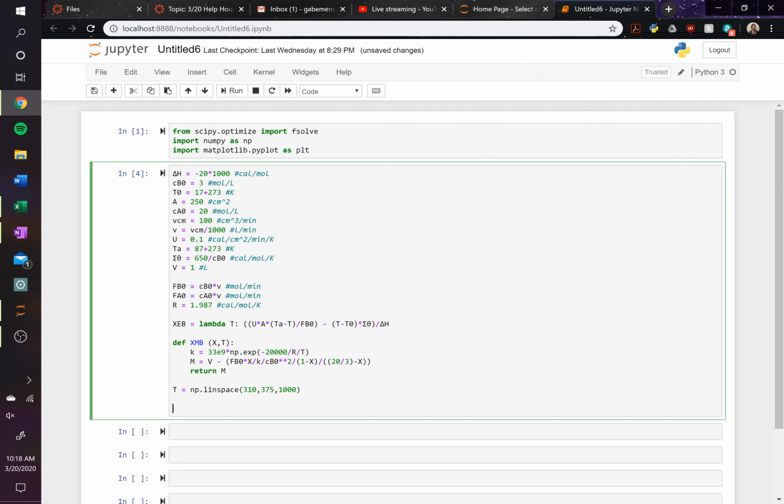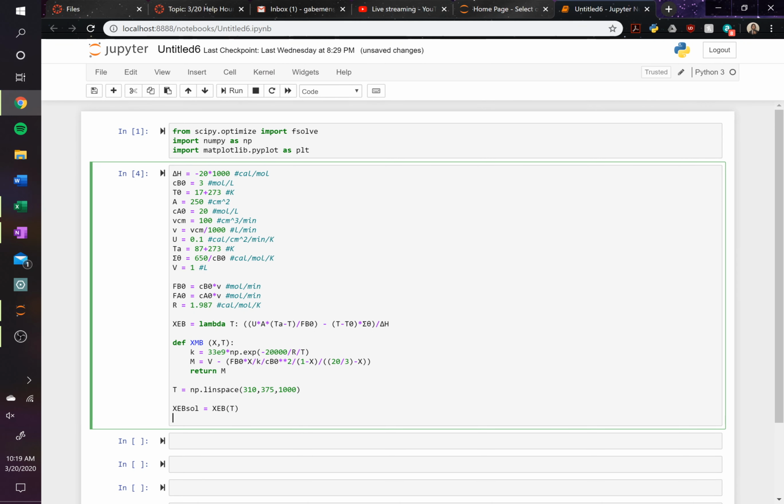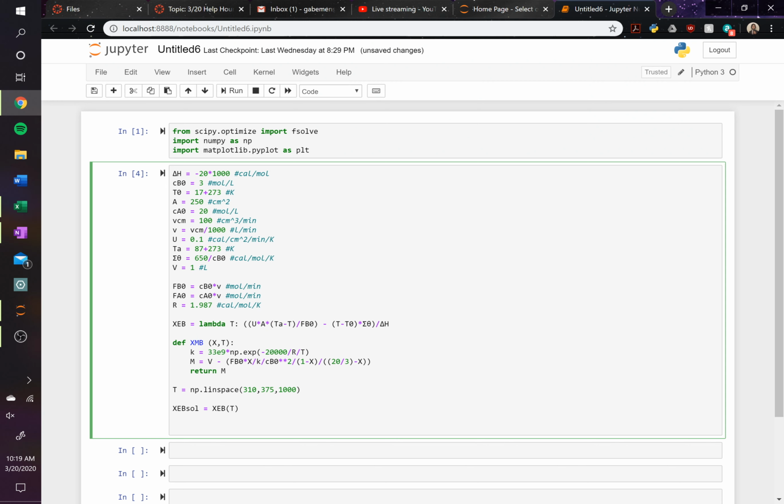Using that lambda notation, in order to get the conversion of our energy balance, our solution is just going to be xEb of t, and that's it. That will plug in this t into the t's we have up here, because everything else is a constant, and then it'll give us an array of conversions. So energy balance is done. On to the mass balance.